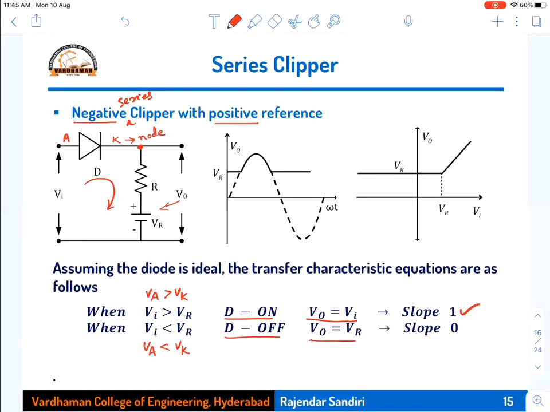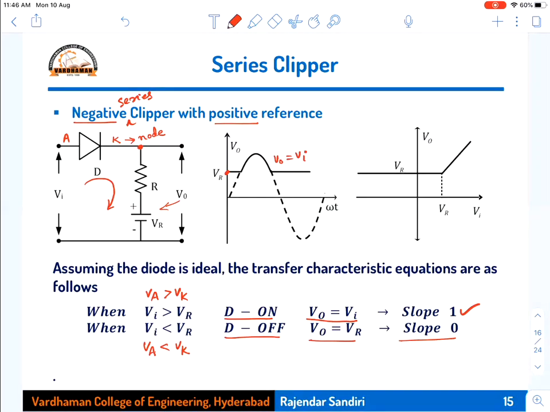Under these cases, what happens? Va is greater than Vk when Vi is greater than VR, the diode is on. Vi less than VR, it is off. Now you just see the input and output voltages here in that plot. Vi, this is the VR level. Greater than VR, the diode is on. Therefore, the output is the same as the input. So above this VR reference level, you are getting the output same as input. In this case, V0 is equal to Vi.